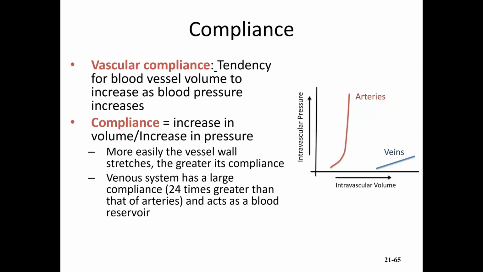About 84% of our total blood volume is found within our blood vessels. So about 64% of that is found within our veins, and 15% of that is found in our arteries, and 5% is found within our capillaries.